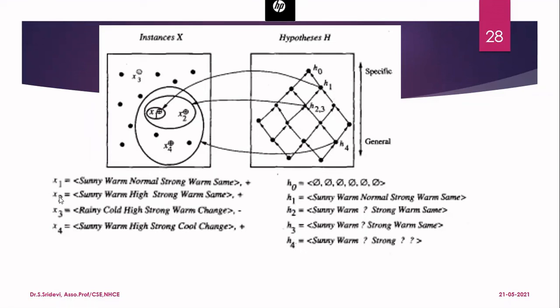For H2, you have considered the example X2. And for H3, you have considered the example X3. X3 is a negative example. So a negative example is not going to change the hypothesis.